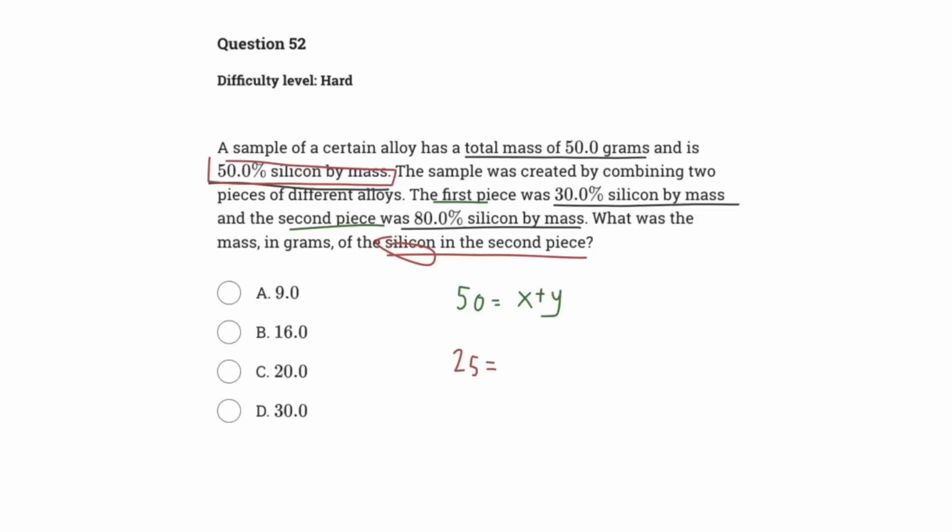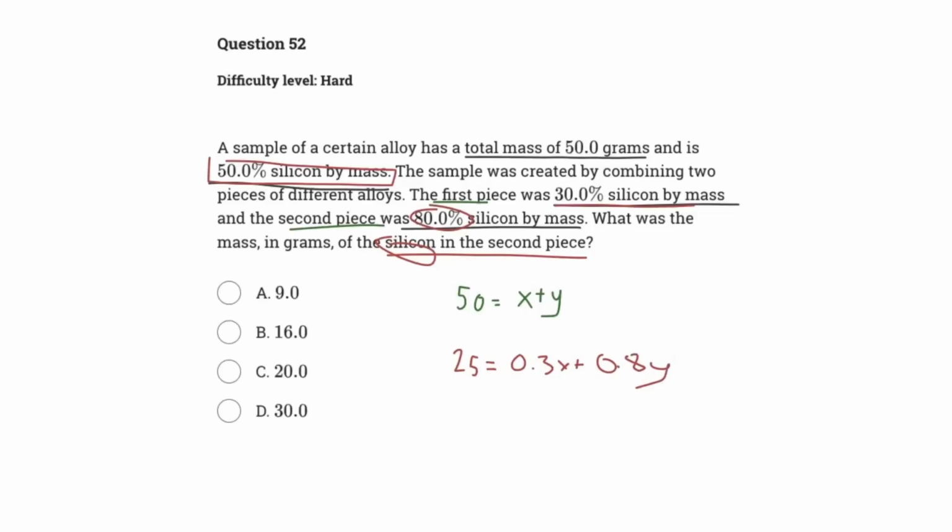We have the first piece, which is 30% silicon by mass, right? So you know x is the total mass, and therefore now we only have 30% of that for silicon. So we got 0.3x. And now we've got to do the same thing for the second piece, which is 80%. So 0.8 times the total mass.